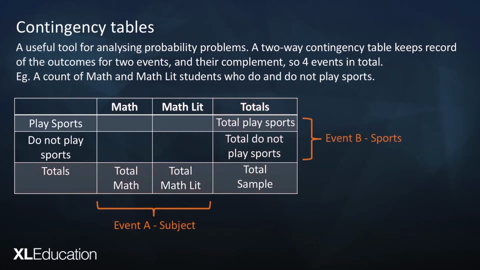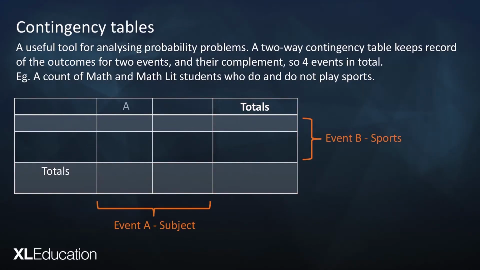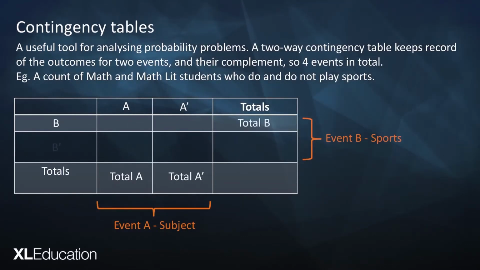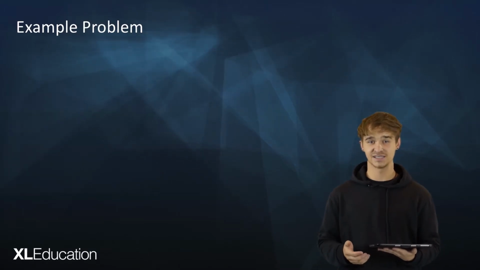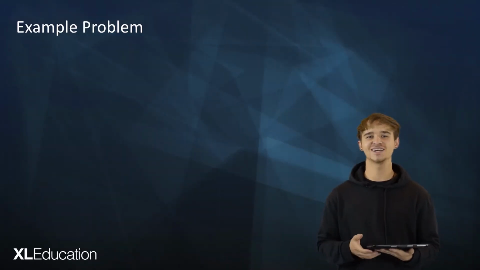Another way this could be written is event A, the total number of ways A can happen, A complement, the total number of ways A complement can happen, as well as event B, the total number of ways B can happen, and B complement, the total number of ways B complement can happen. And once again, in the bottom right-hand corner is our sample size S. Now that we understand what a contingency table is and how to lay it out, let's look at an example problem.